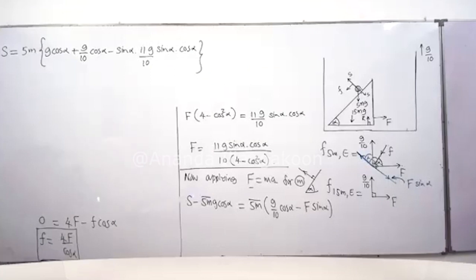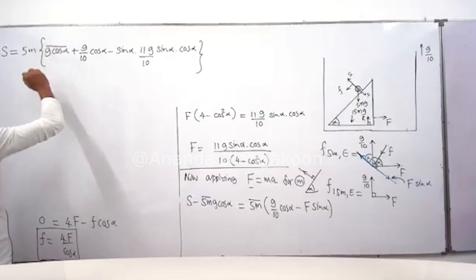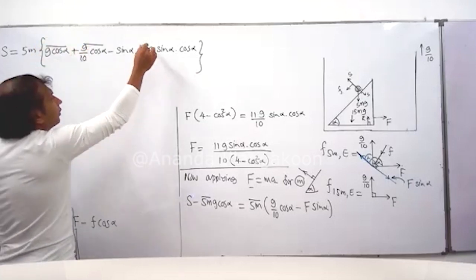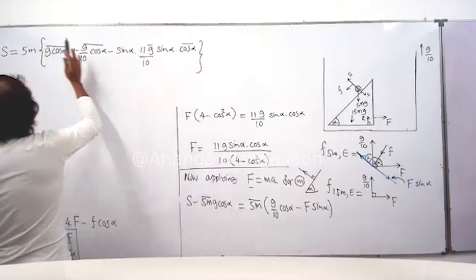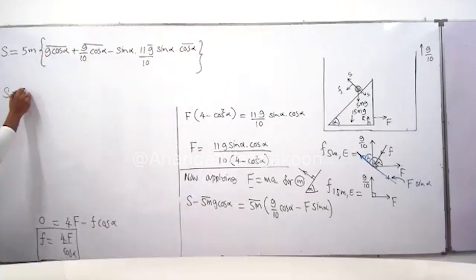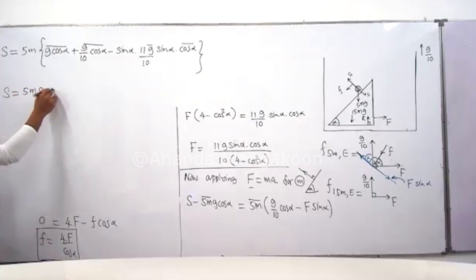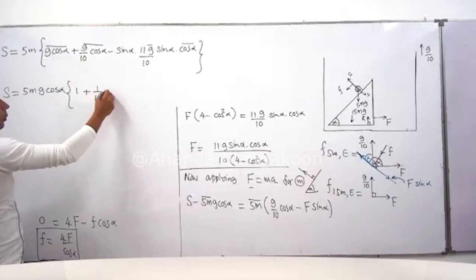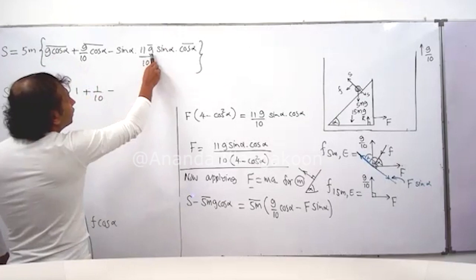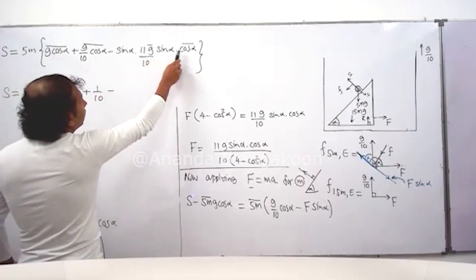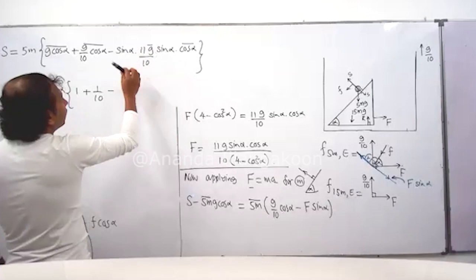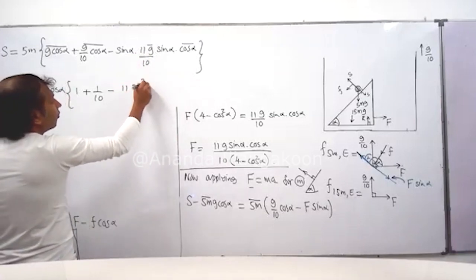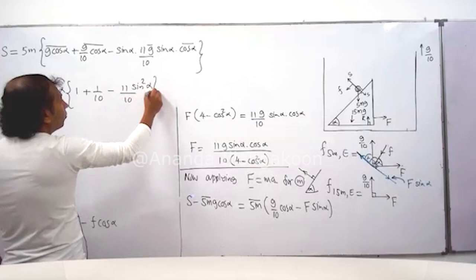Now we have simple values. People, now within the bracket, with g cos alpha here, g cos alpha here, g and cos alpha here are common. Take that out. Then S is equal to 5mg cos alpha. You can take out, then this will be 1 upon 10 minus, when you take g cos alpha out, 11 sin squared alpha divided by 10. Like that.